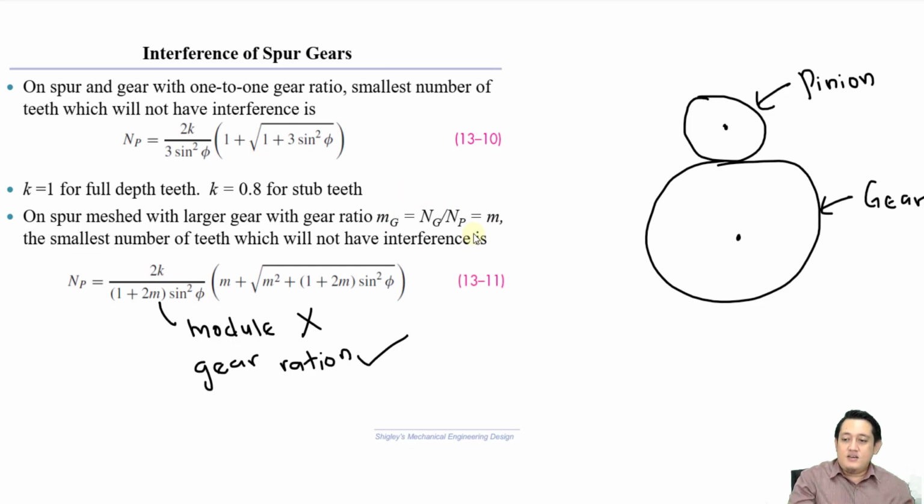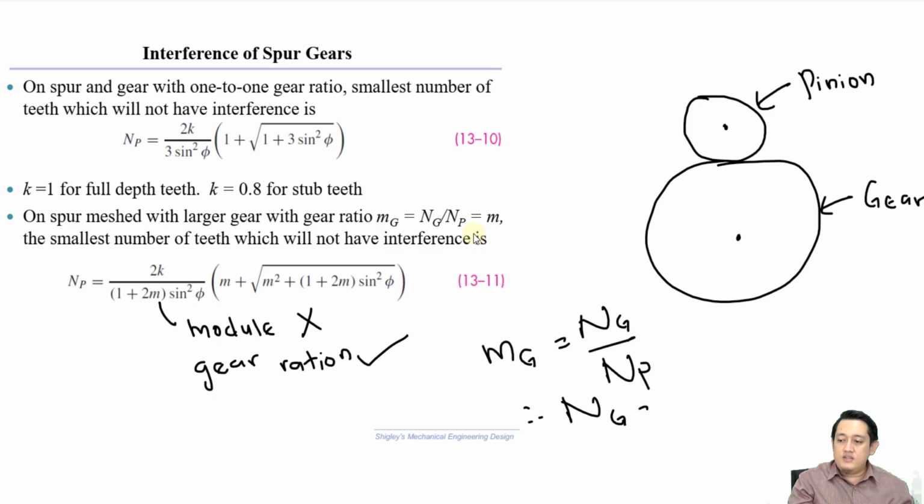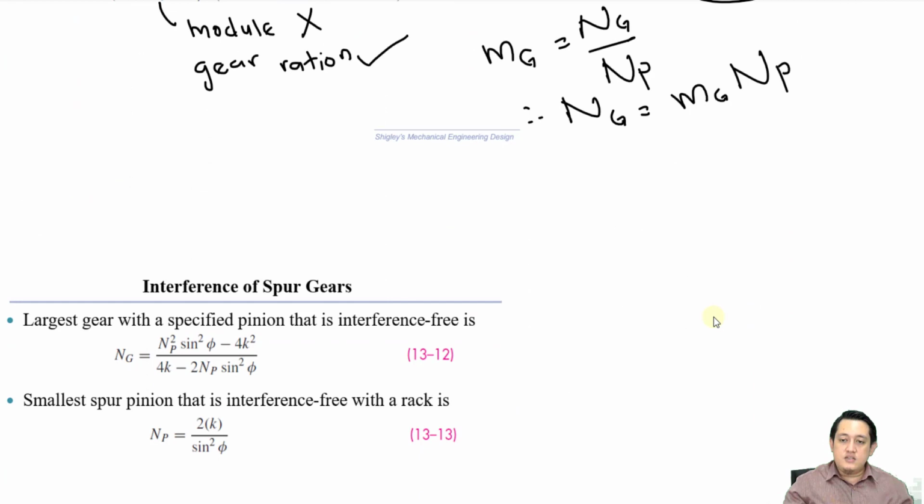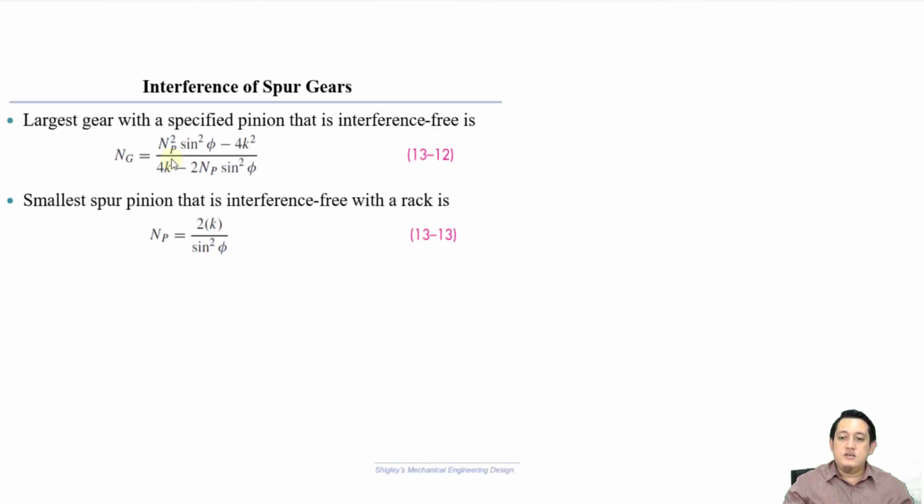Okay, so after we've done calculating np, we use mg equals ng over np. So therefore the number of teeth ng will be the gear ratio m multiplied by the number of teeth of the pinion. That's it. Okay, so let's look at the third situation.